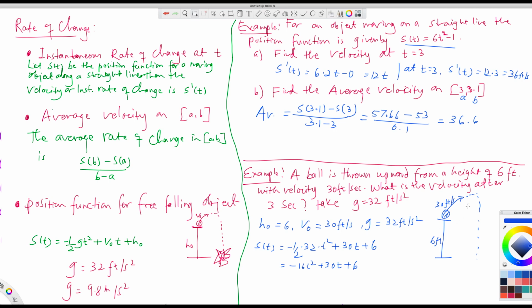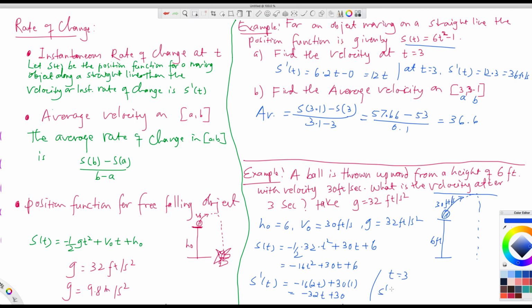If you want to know the position of the ball after 3 seconds, you just plug in 3 here. But the question is asking for the velocity after 3 seconds, so you need to find the velocity. So s prime of t is the derivative: -16 times 2t, because the derivative of t squared is 2t, plus 30 times the derivative of t, which is 1. That is basically -32t plus 30.